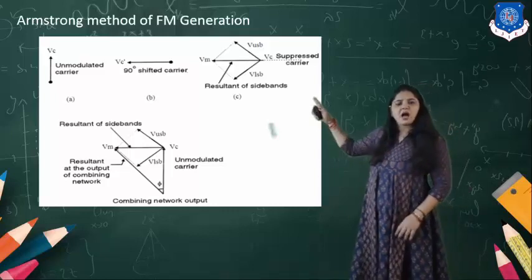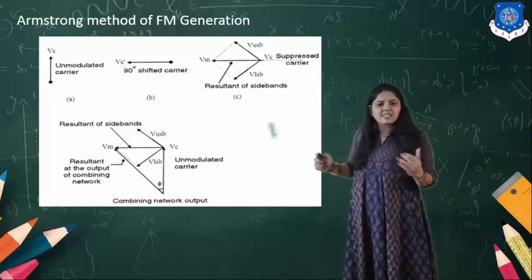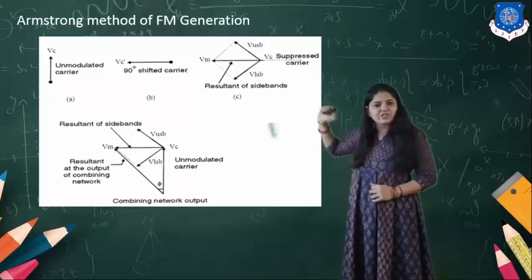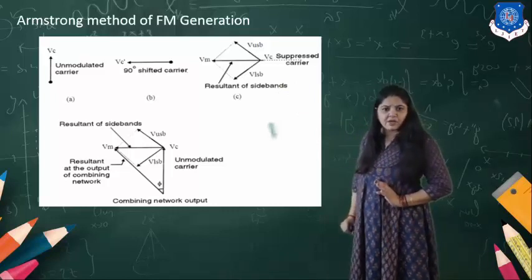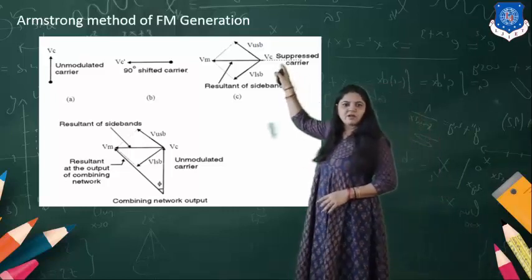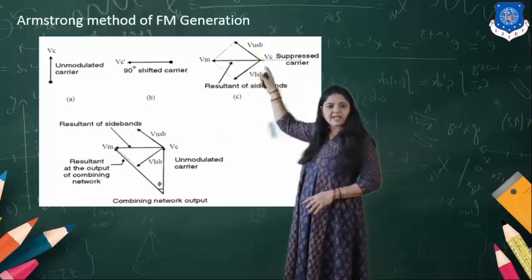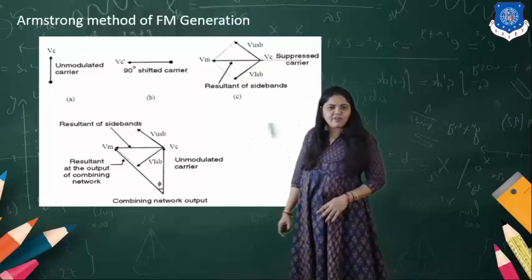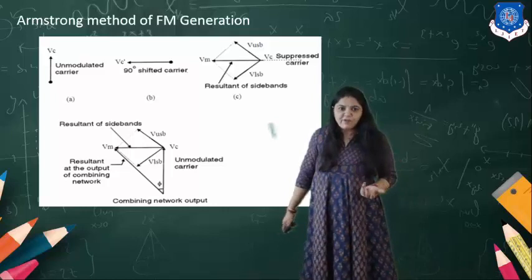The first is the unmodulated carrier. It is passed through the 90-degree phase shifter, so you can see the 90-degree phase shifted output. It is passed through the balance modulator. The balance modulator output is two sidebands, so you have the VUSB and the VLSB. The resultant vector of the VUSB and the VLSB is what? It's VM. This way we get the resultant of the sidebands.